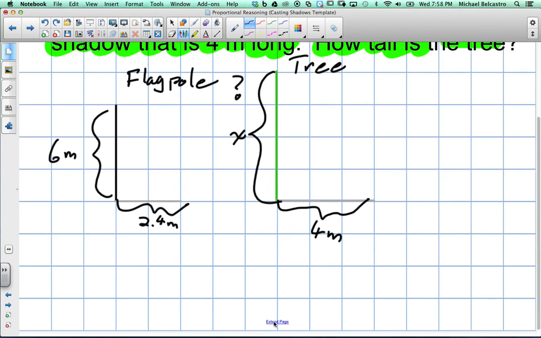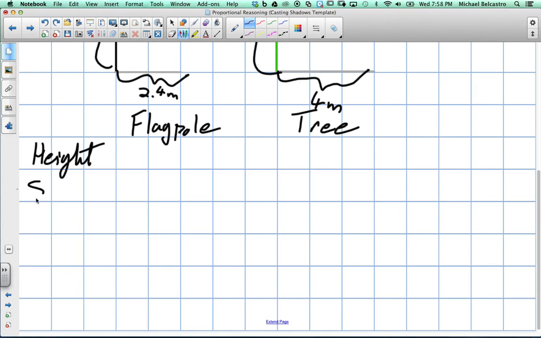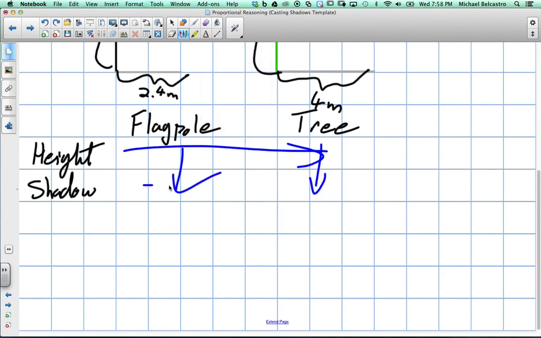Okay, so our equivalent ratios. We have our flagpole category and our tree category. This is our flagpole section and our tree section. And we have height, and we have shadow. Okay, so if you notice, I've set up 2 columns and 2 rows to help me organize everything here. Okay, and we're going to do equivalent ratios. We'll use them almost like fractions here.